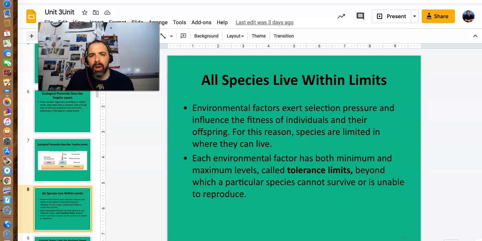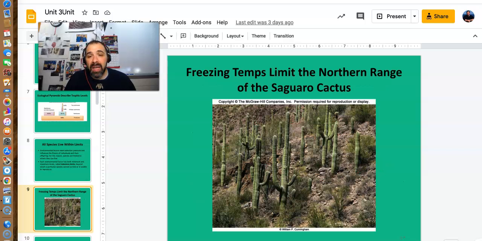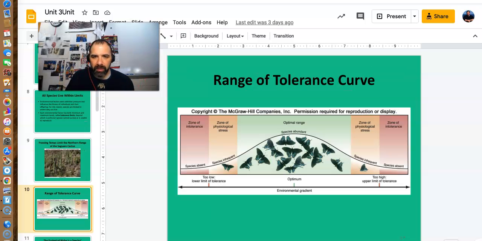All species will have to live within limits within these trophic levels, and there are environmental factors that exert selection pressures, so for this reason, species are limited. Each environmental factor has both a minimum and a maximum, and we call this a tolerance limit. Any organism outside of that tolerance limit will not survive. For example, there are certain freezing temperatures in the northern range for the saguaro cactus. That cactus lives in a tolerance range, and if it goes to either extreme, it may cause the organism to die.